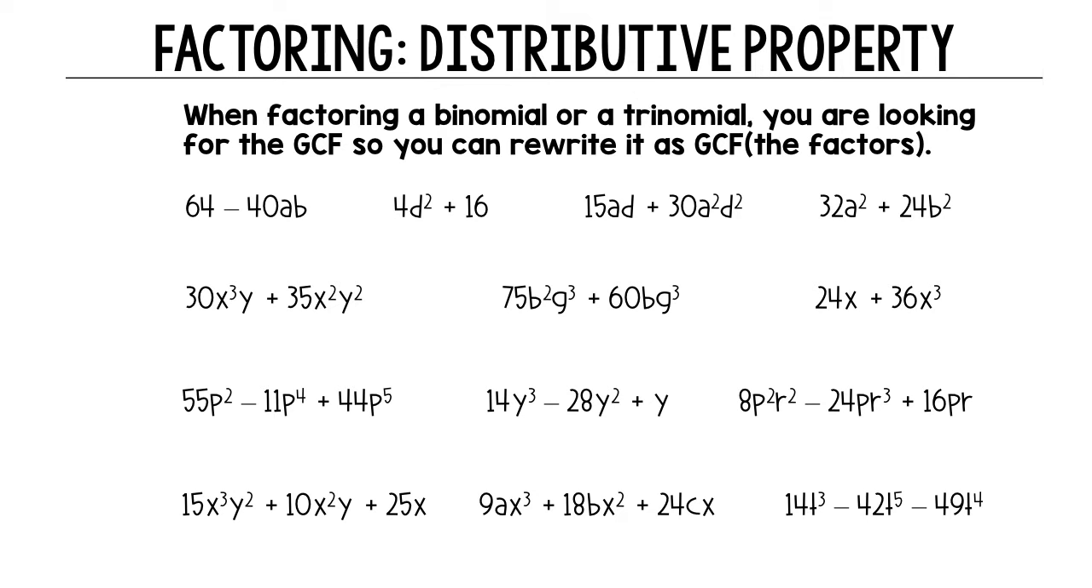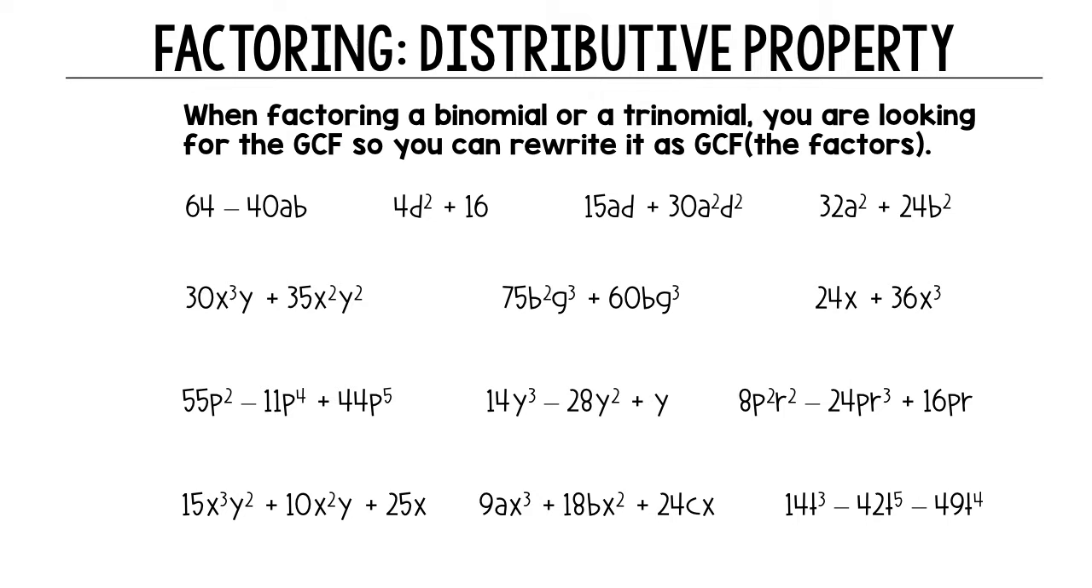Boyd here. Today we're going to talk about factoring using the distributive property. When we are factoring a binomial or a trinomial, you're going to look for the greatest common factor, GCF. So you can rewrite it as the GCF times the factors. I'm going to show you what I mean.